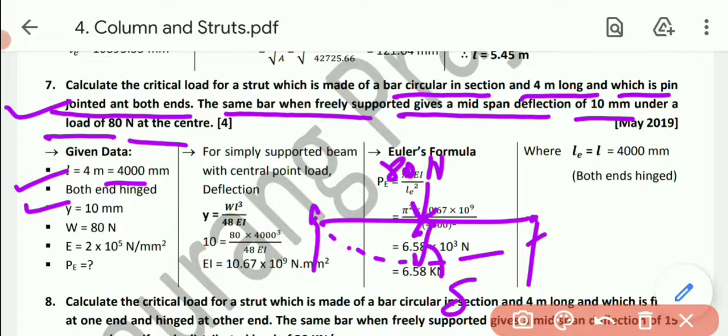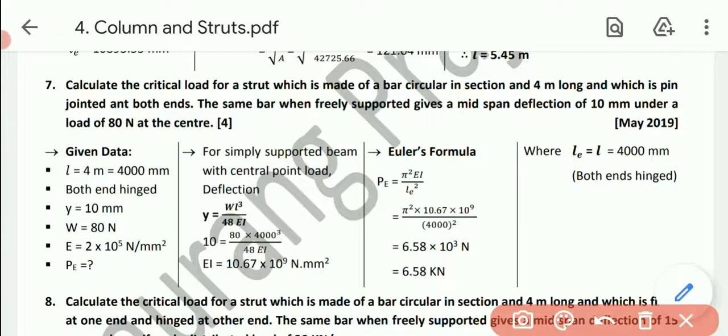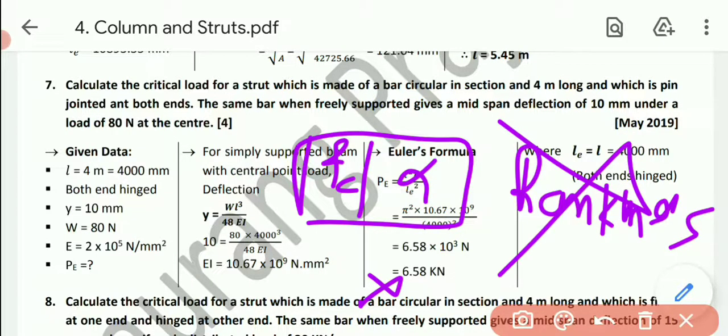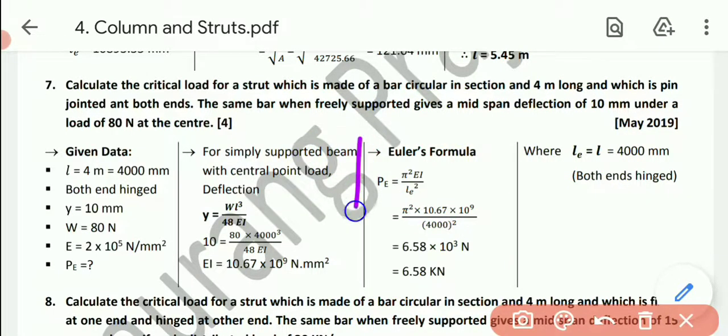So what we need to calculate? For that one, we need to calculate using the critical load. Now they have not mentioned over here which kind of load we need to use, either Euler's load or Rankine's load. But as I have told you earlier also, for Rankine's load we compulsorily need the value of fc and alpha. Now these two terms are not given to us, so we cannot use Rankine's formula. So ultimately I will get only one case, that is Euler's load. So this is the method how you identify which formula you need to use to solve the sum. So first of all, I will use the Euler's formula.